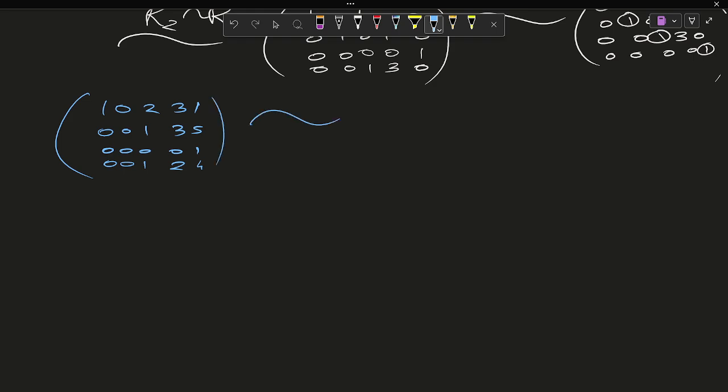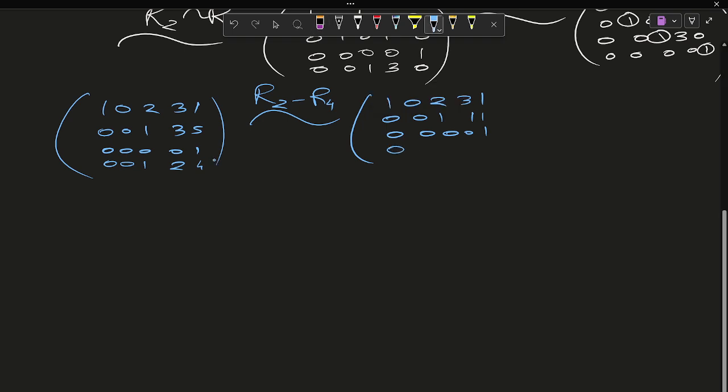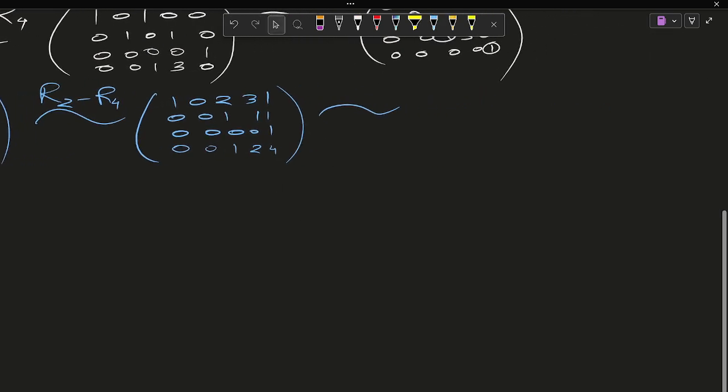Yeah, so we can do R2 minus R4. Then we will get 1 0 2 3 1, 0 0 1 1 1. Yeah, so 0 0 0 0 1, sorry, that will be my 0 0 0 1 2. Yeah. So again we can do the same thing with that. Then we will get R4 minus R2. Then 1 0.